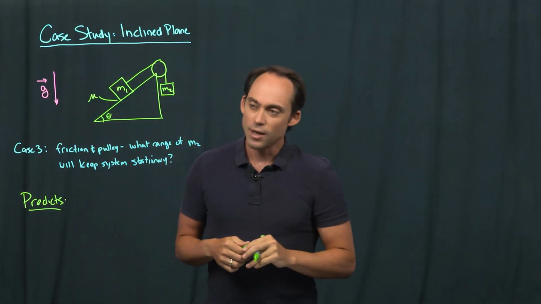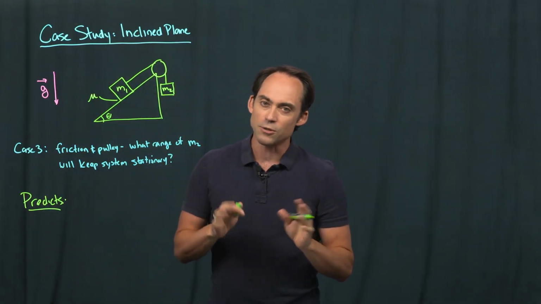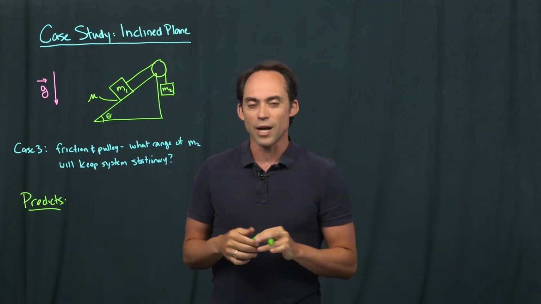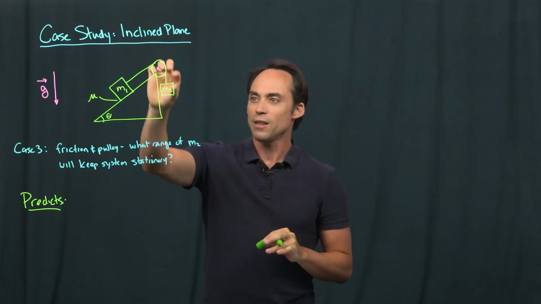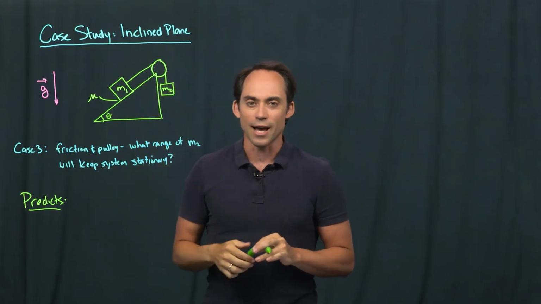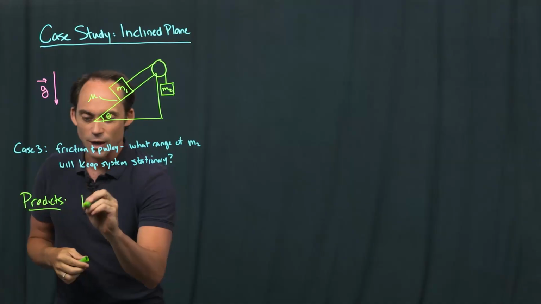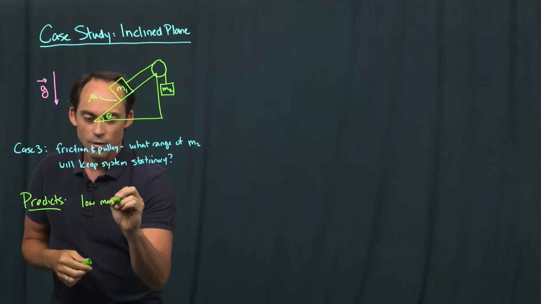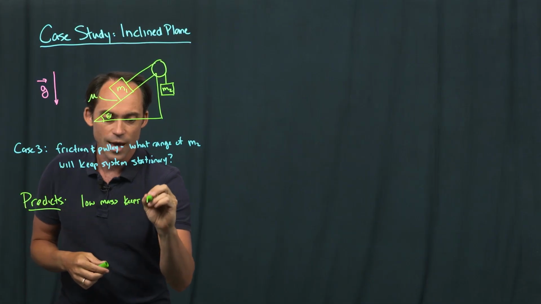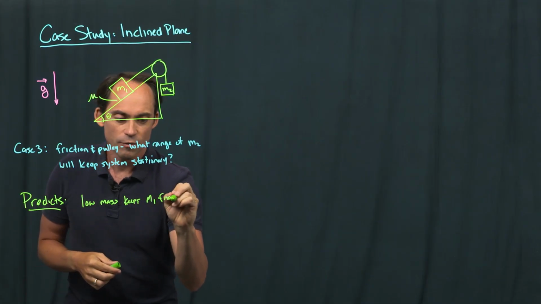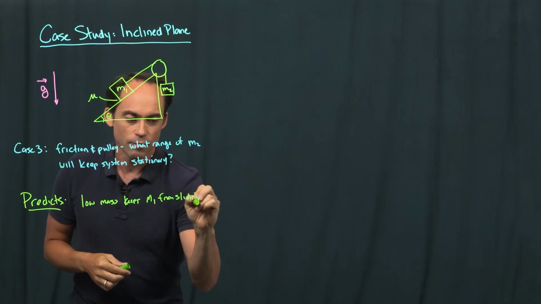All right, so again, we want to think about the motion a little bit and make some predictions. If we're thinking about the range of masses, there are actually two things that could happen. One is that if the mass is not big enough, then the block will just slide down. So the low mass range keeps M1 from sliding down.